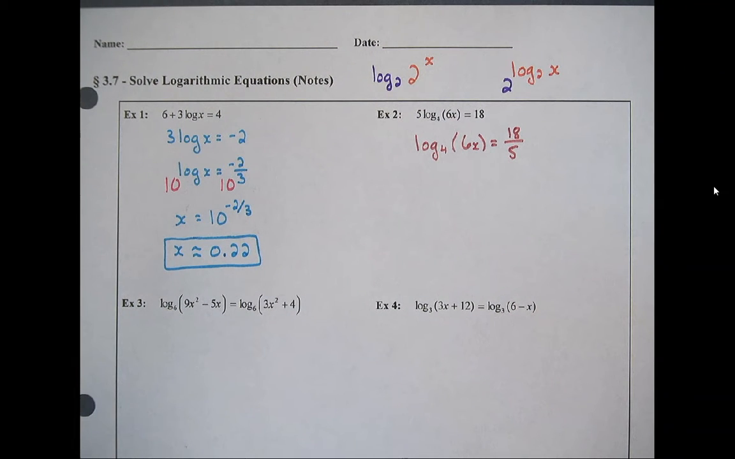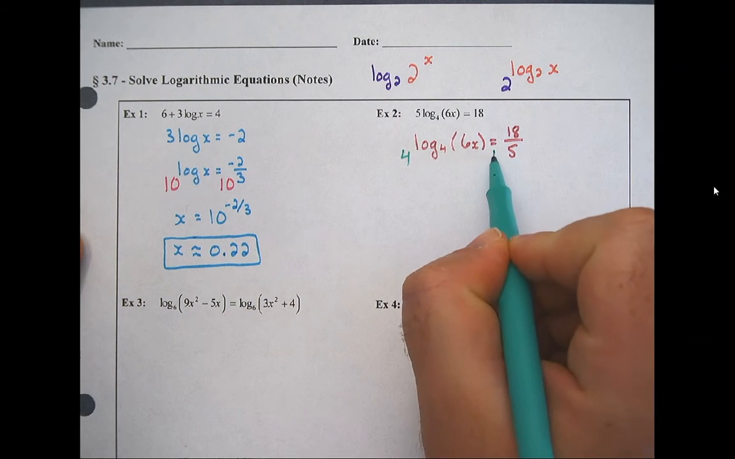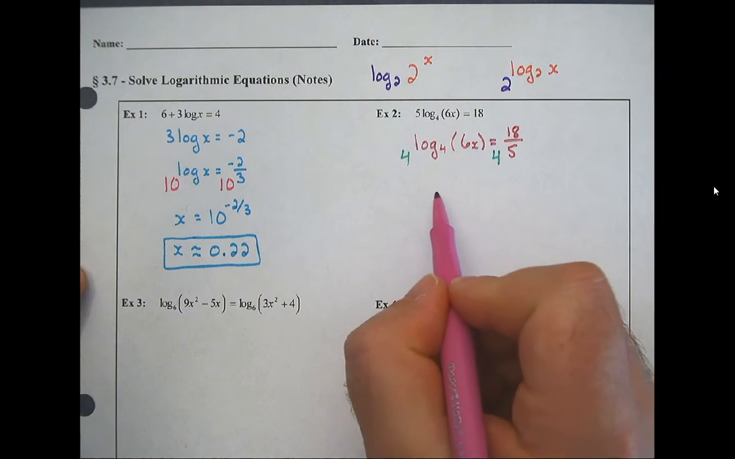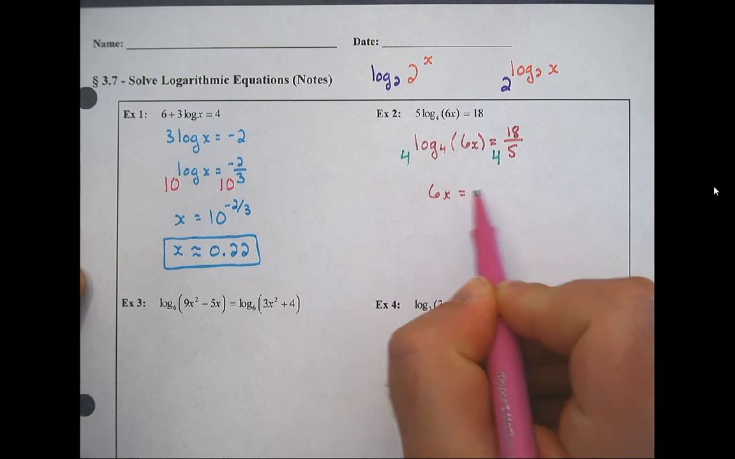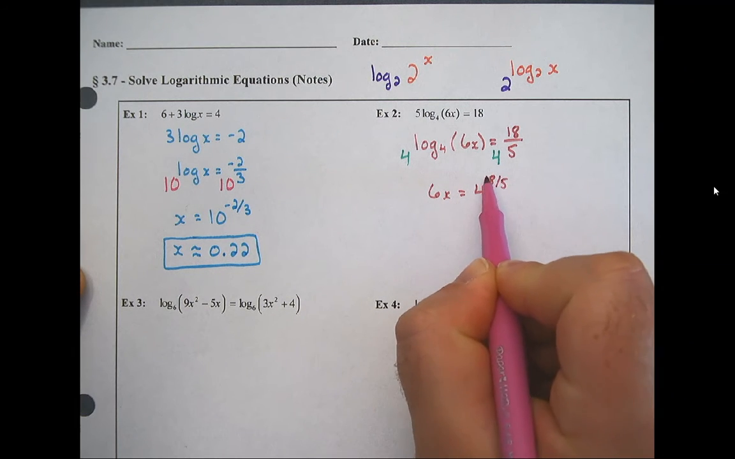I'm going to type this in the calculator all at once. All right, now who's keeping x from being by himself? The 6 and the log base 4. The log base 4 is farther away, so what kills log base 4? 4 to the. So I have now 6x equals 4 to the 18 over 5.